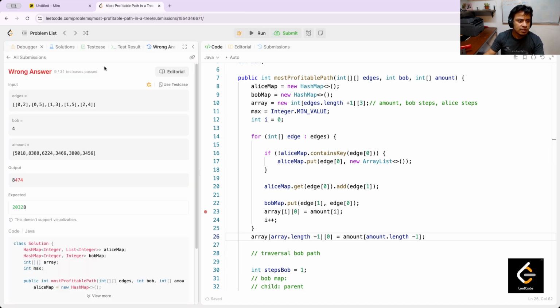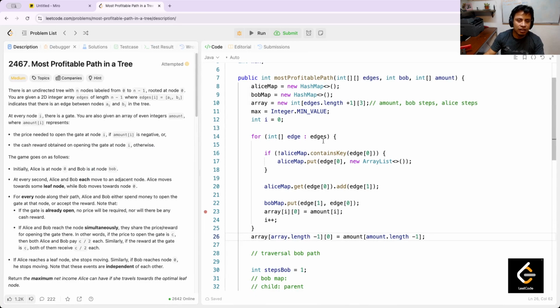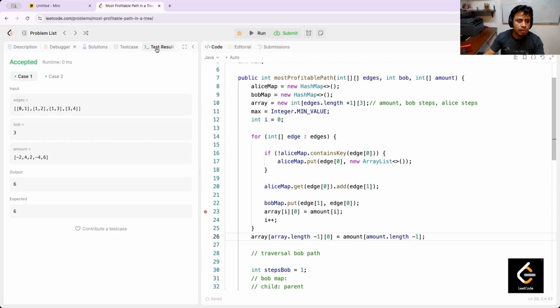Okay, how many tests? 9. Okay. The result is 8,000 for, expect 20. Testing. Bob starts in the index 4.